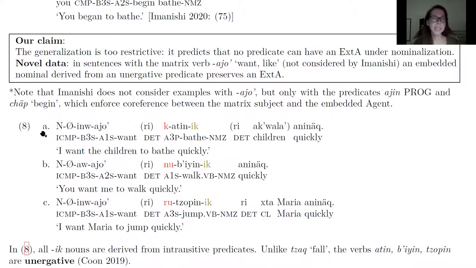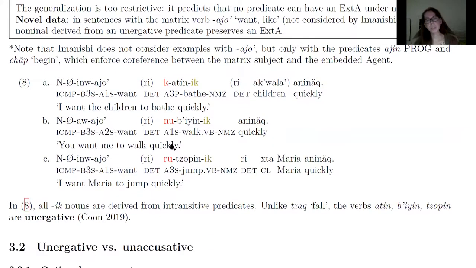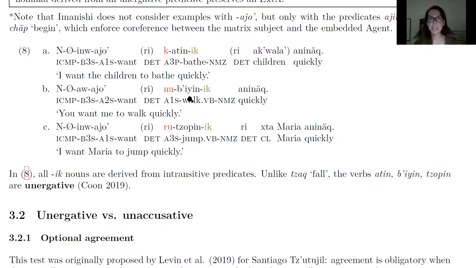So you can take a look at 8a, for instance, where we have: I want the children to bathe quickly. Literally it could be translated as, I want the children's quick bathing, or something like this. And so the children here, if we believe that atin, similarly to its translation equivalents in other languages, is an ergative verb, then this children is an external argument cross-referenced by this possessive marker. So external arguments survive. Of course, we must show at this point that these verbs, for example, that you can see in 8 being nominalized, are indeed ergative predicates and not suddenly accusative predicates.